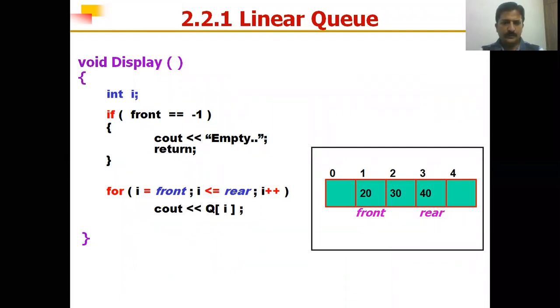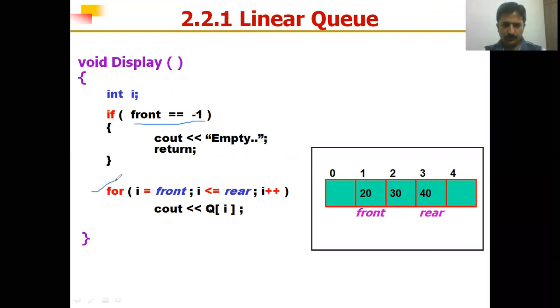Now the display function. Suppose you want to display the queue. How will you display the queue here? In that display function, you are first checking: is the queue empty? Because if the queue is empty, you cannot display anything. So it is checking whether the front is -1. So the condition is false for this example. If the queue is empty, the condition will be true and it will display empty. Right now the condition is false.